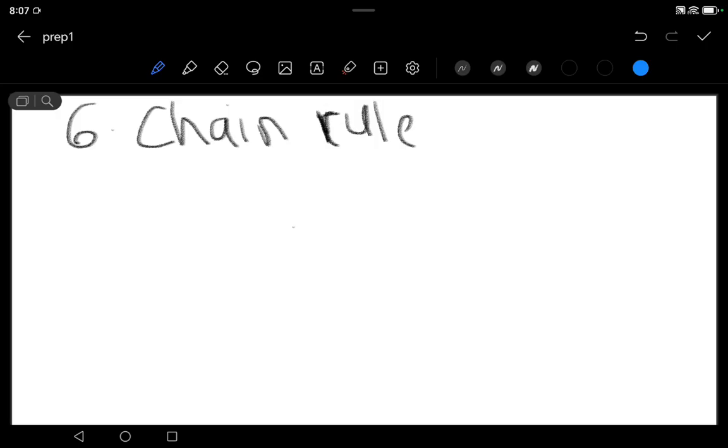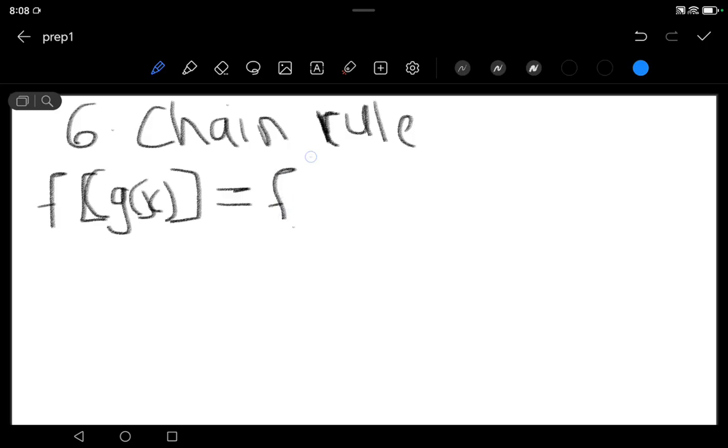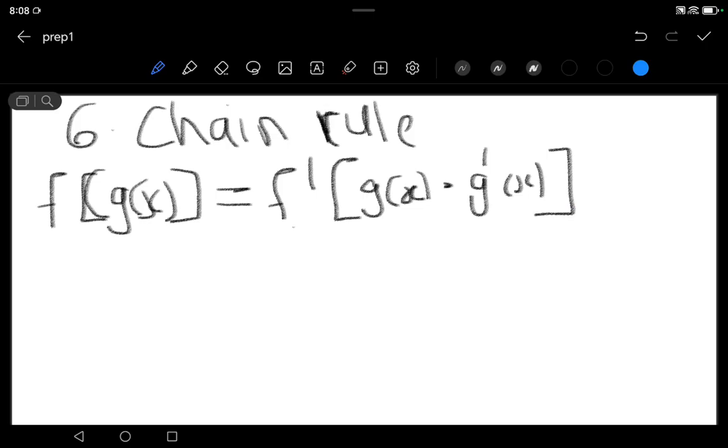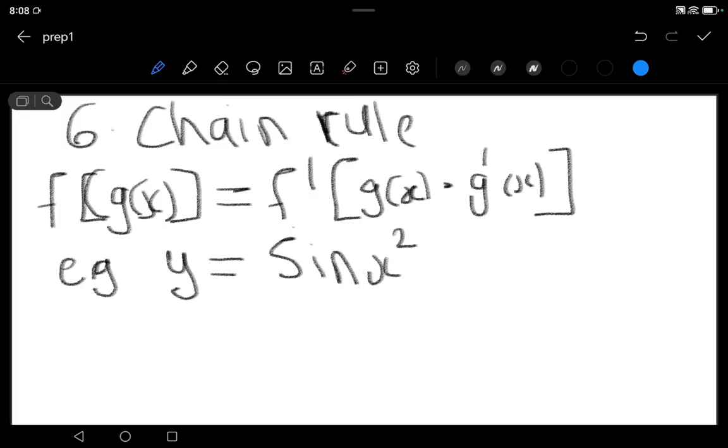On the chain rule we also have a formula. The formula is f of g of x, and the derivative is f prime of g of x, multiplied by g prime of x. So this is the formula for the chain rule. Now for example, they say derivate y equals sine x squared.